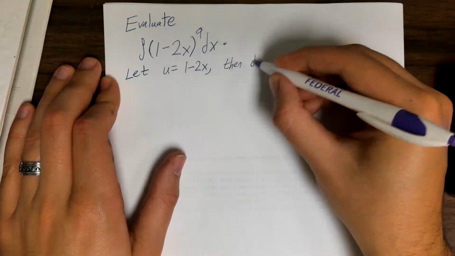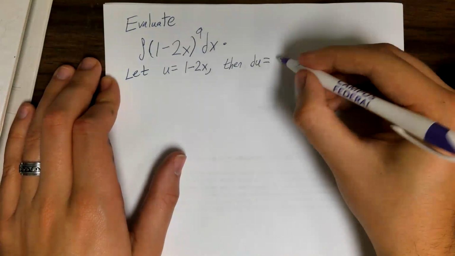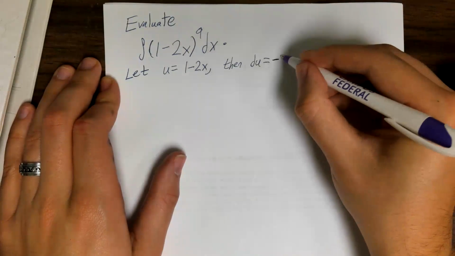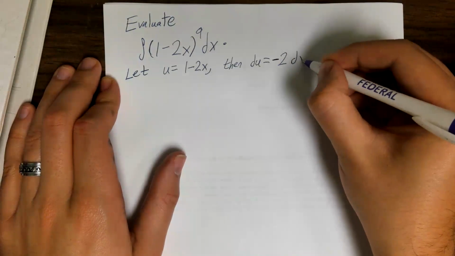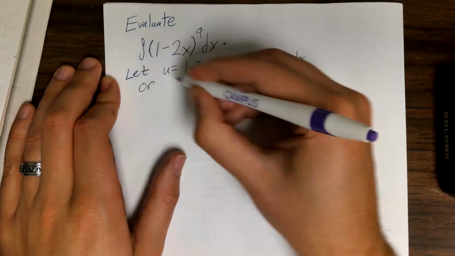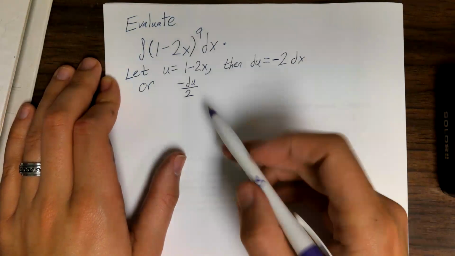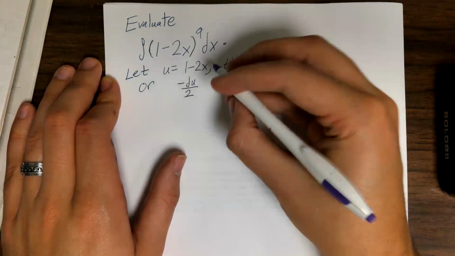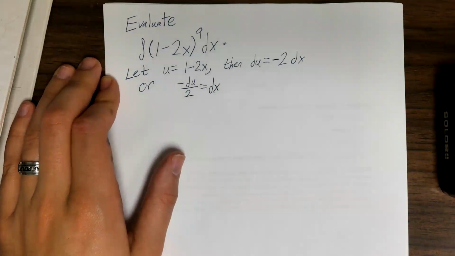Then the differential of u is going to be equal to the derivative of this function with respect to x. So that's just a negative 2. And we multiply by the differential of x. So if we divide, we actually find that once more we have a negative du over 2 equal to dx.